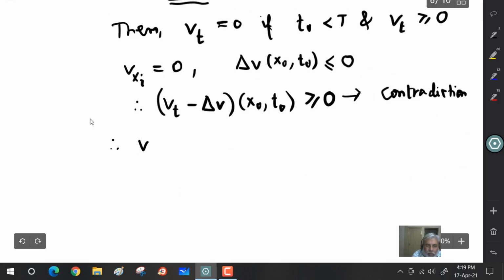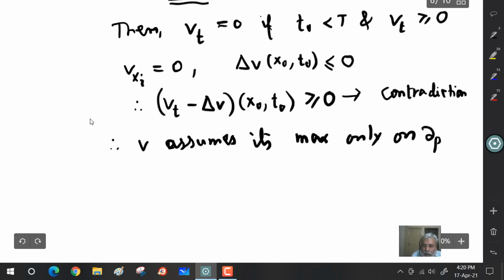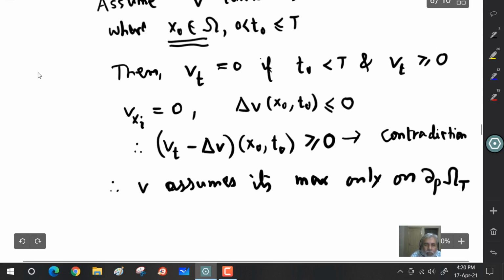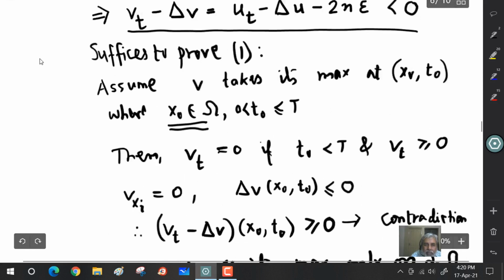Therefore v assumes its maximum only on the parabolic boundary. So to conclude the proof, you see that.